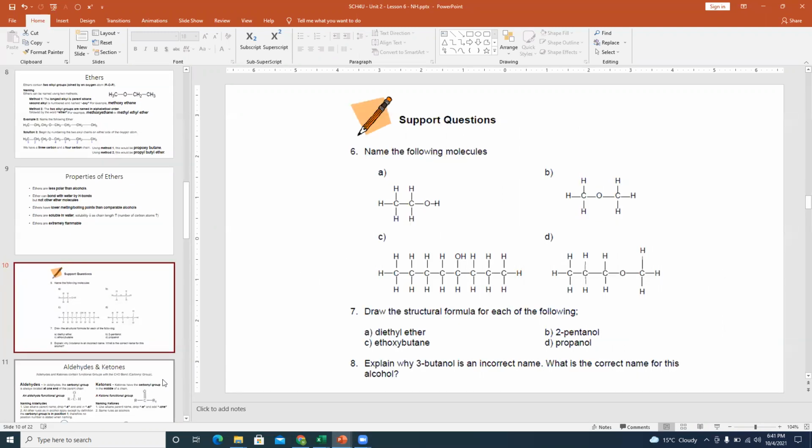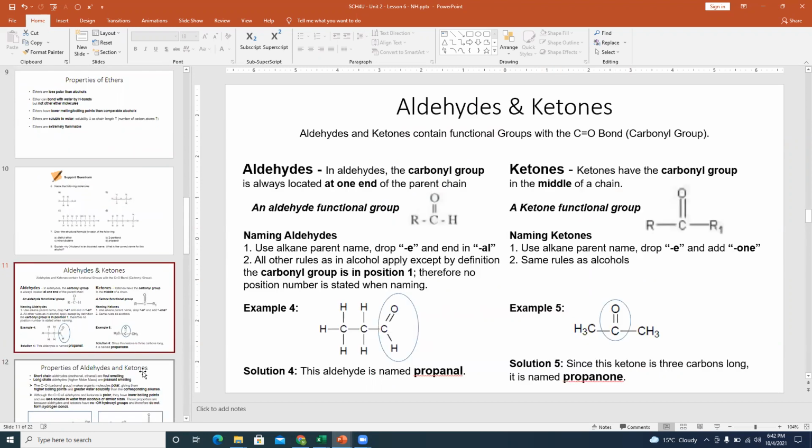There are a few support questions here for you to practice with for ethers and alcohols. And then we're going to move on to two molecules that are closely related, and these are called aldehydes and ketones.